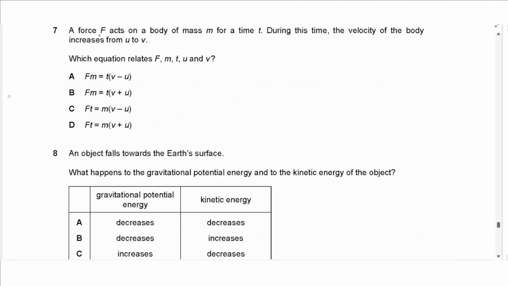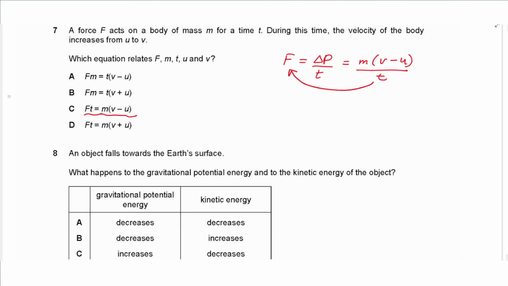Question 7 says a force F acts on a body of mass m for a time t. During this time, the velocity of the body increases from u to v. Which equation relates F, m, t, u, and v? So we have the equation that force is equal to the rate of change of momentum. So it is equal to m(v minus u) over t. For these choices, this one makes sense. So if we bring the time to the other side by multiplication, we get Ft is equal to m multiplied by (v minus u). So the answer is C. That is the equation for impulse or the change in momentum.